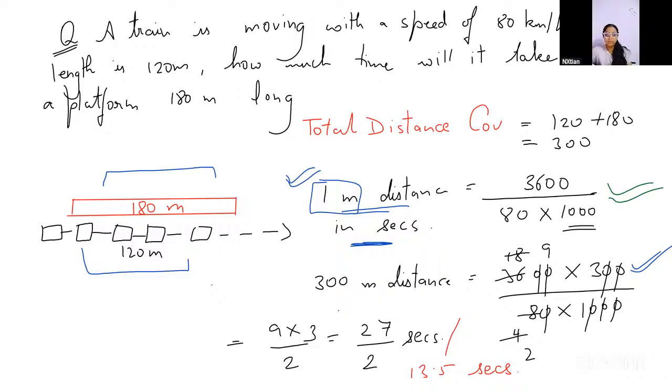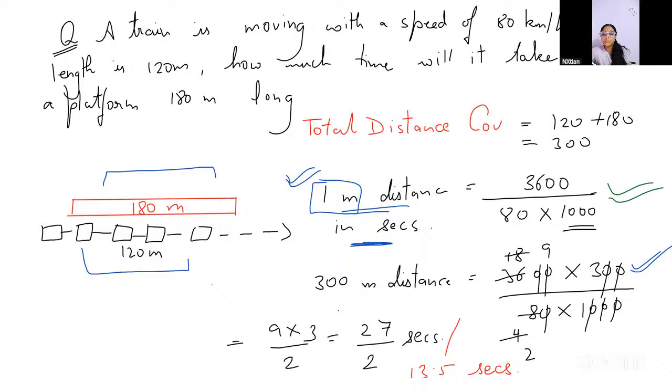Understood all of it? No. Yes, Abraham. How did we get the time by finding out 1 meter? Ma'am, is this distance equal to time into speed? So then why did we multiply by 300?